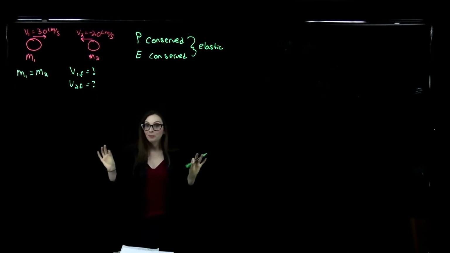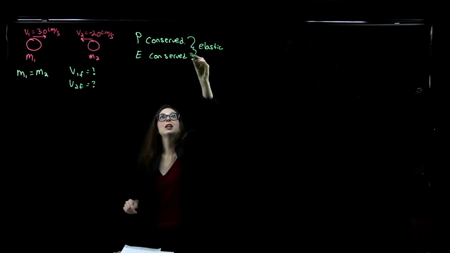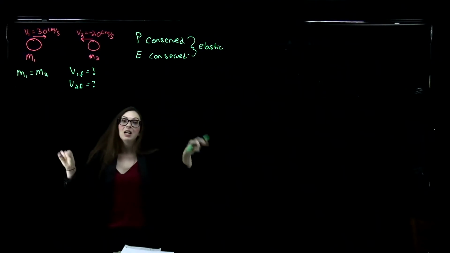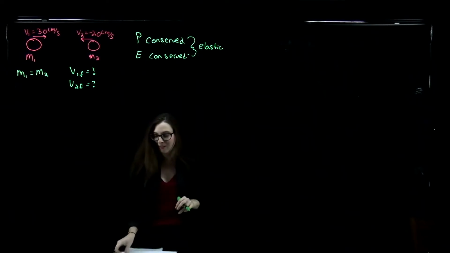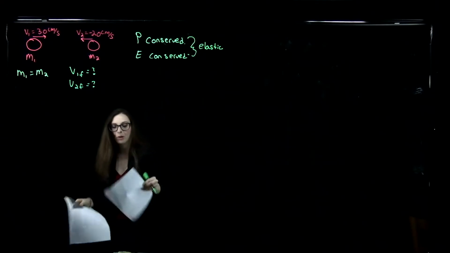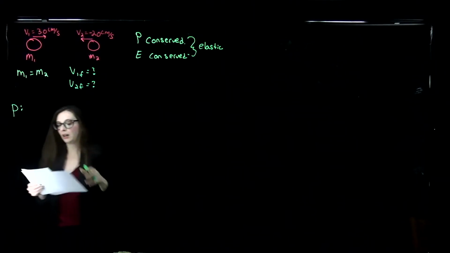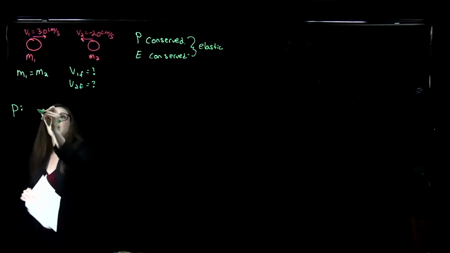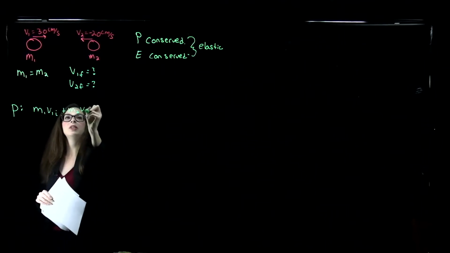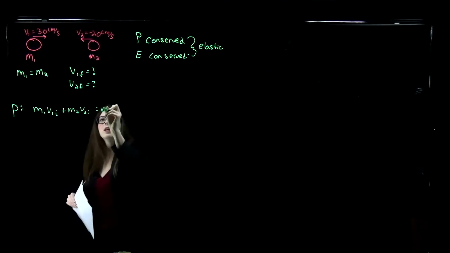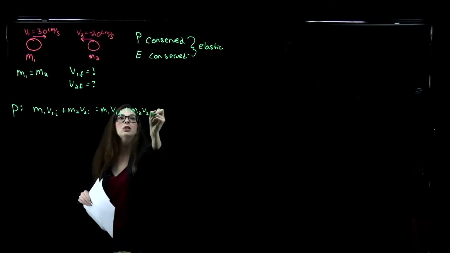Okay, so in order to solve this, we have to use conservation of momentum and conservation of energy. We're going to do a lot of algebra here too, okay? So buckle in, let's go. With our conservation of momentum equation, I'm going to just call that P over here. We've got M1 V1 initial plus M2 V2 initial equals M1 V1 final plus M2 V2 final.